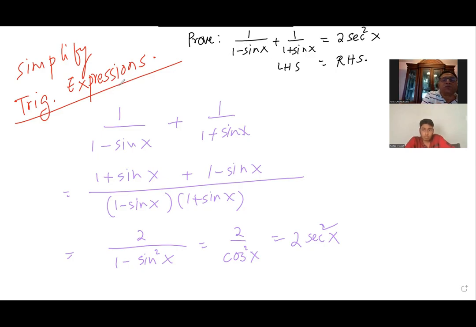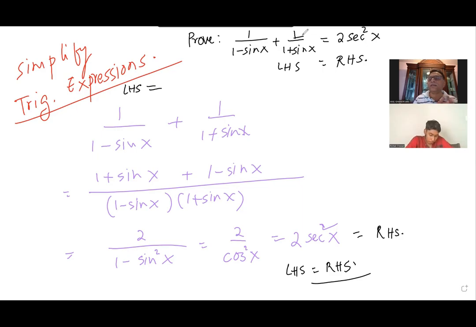The left-hand side is more complicated, so we can begin from the left-hand side. The left-hand side is equal to 1 over 1 minus sine x plus 1 over 1 plus sine x. We simplify and write it as this, which is the right-hand side, right? Left-hand side equals right-hand side. We have proven the identity. You get the idea? Identities basically mean simplifying expressions on each side. Sometimes simplifying the expression on one side can work it out.